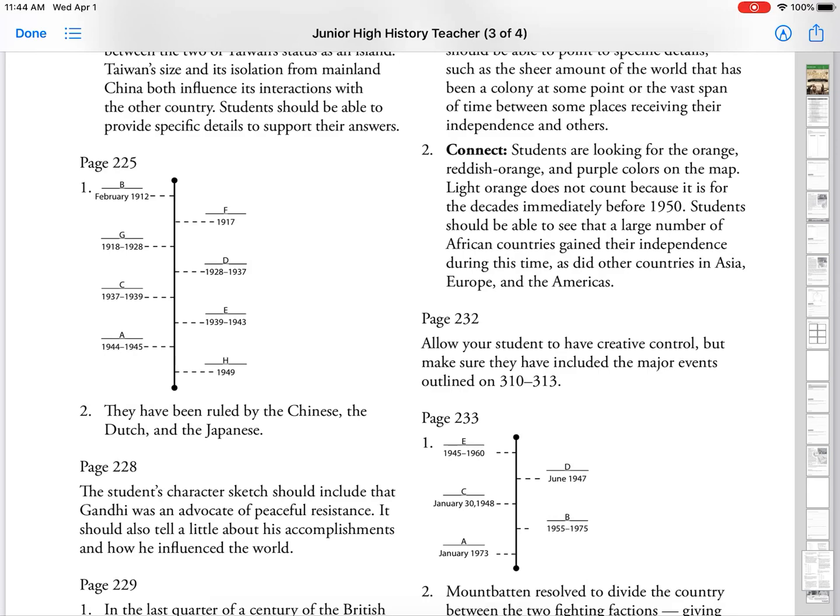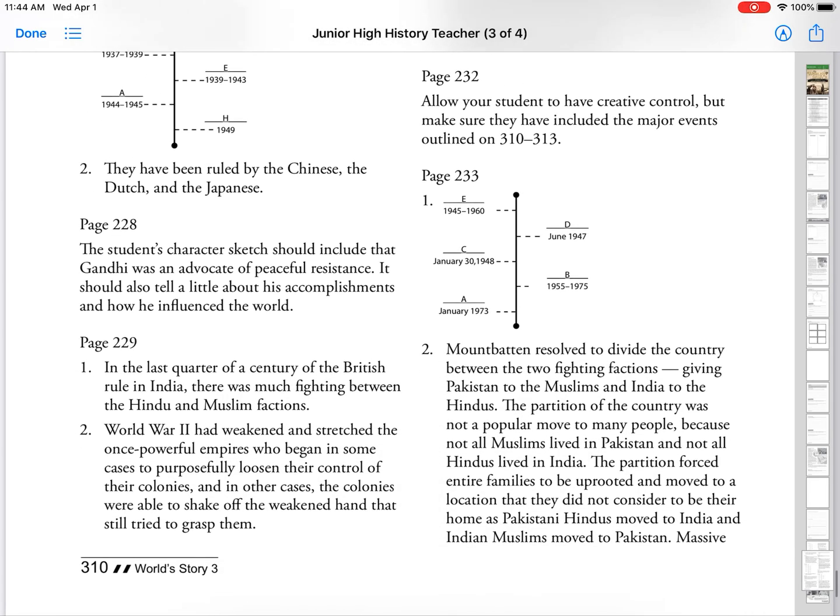All right, page 232. Again, you don't have to do that. That's the timeline index card. We're just going to jump down to the actual timeline. So page 233. These would be the correct order for your timeline. 1945 through 1960 is E. That's when dozens of new states in Africa and Asia gained independence.